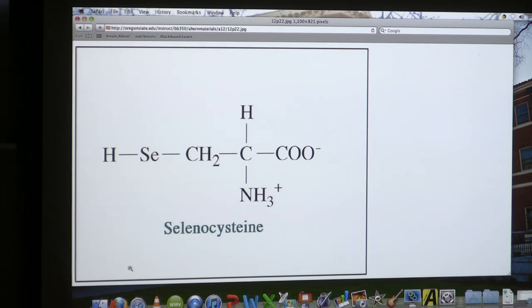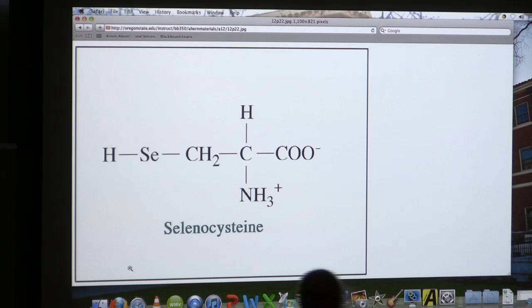Other considerations about proteins, and this is a really interesting one. I mentioned it earlier in the term, and it's called the 21st amino acid. This guy is a legitimate amino acid. It's called selenocysteine. We have a few proteins in our body that use this amino acid. Well, how does it get in?